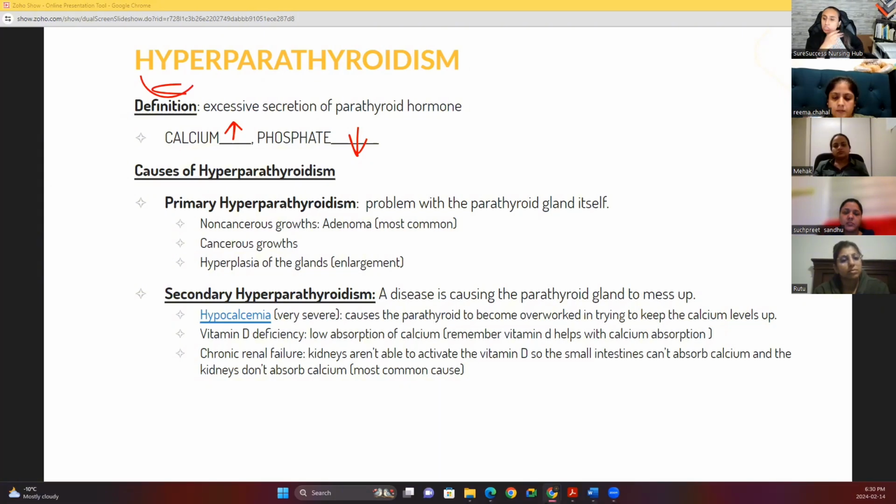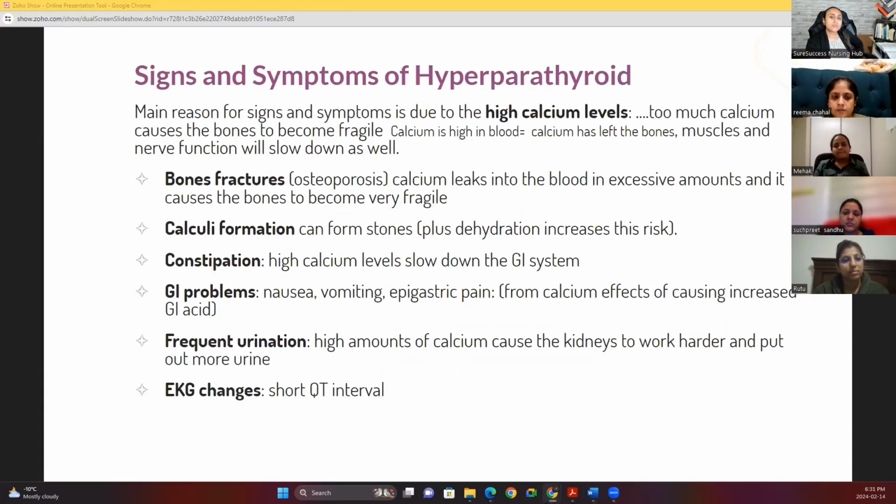All right, so those are the things. For hypocalcemia the issues are muscles, tetany, Chvostek's sign, Trousseau's sign. But if it is high, it is all linked to bone fractures, etc. So the main reason for high calcium is that calcium has left the bones and is very high in the blood: bone fracture, calculi formation, constipation, GI problems, frequent urination and ECG changes can happen.